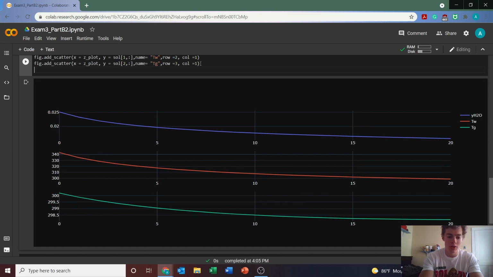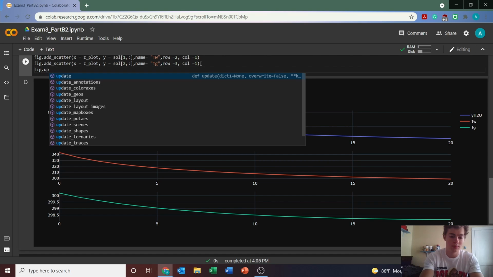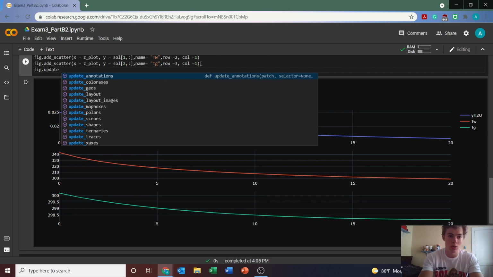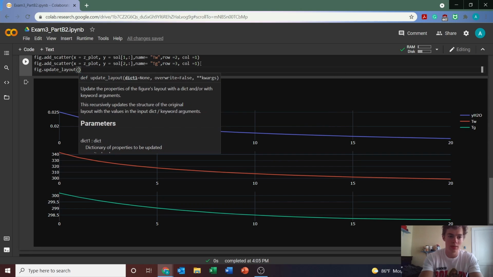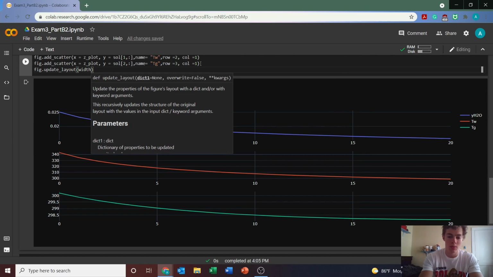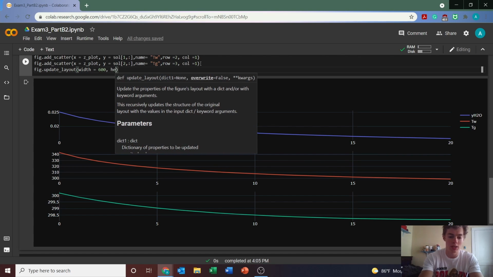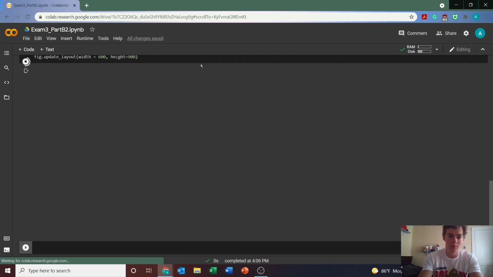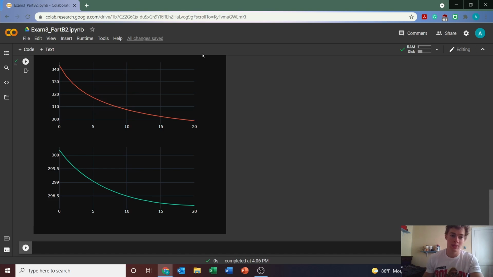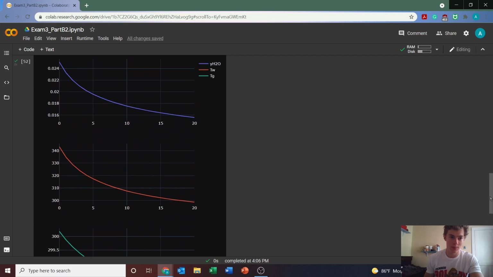So we're going to do fig.update_layout, and we're going to set the width equal to 600, and then we're going to set the height equal to 900. Amazing. Look at that beautiful graph.